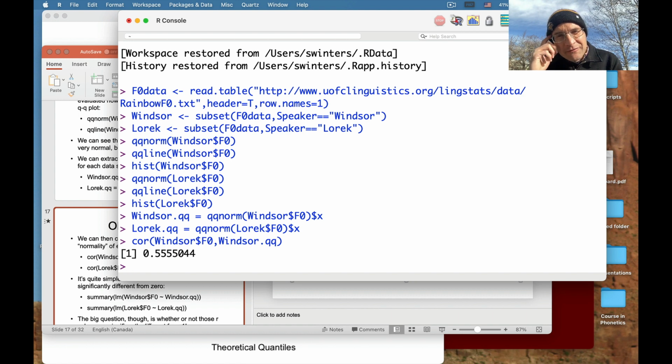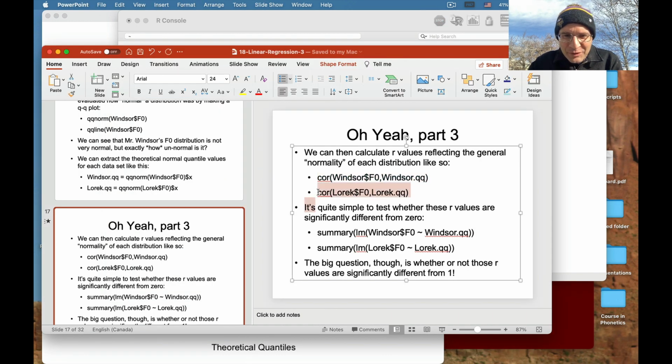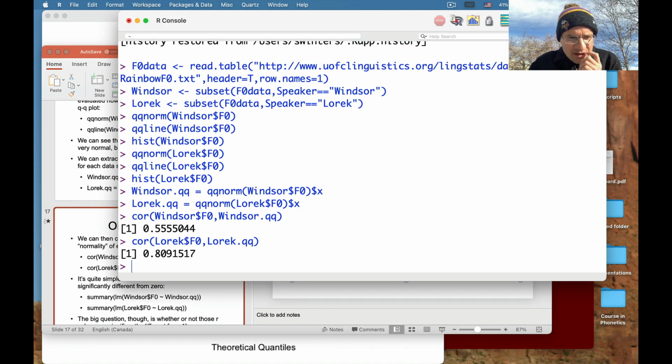And ideally, if it's a perfectly normal distribution, we should get a value of 1 for this correlation. So in Mr. Windsor's case, it's 0.555, so on and so forth, like a Hollywood phone number. But that's not 1. The question is, how far away from 1 is that really? We can compare it to Zaskia's, and we get a higher R value there. It's 0.80 something. So it's closer to 1, but it's definitely not exactly 1. Is it far enough away from 1 to say that it's not normal? That's kind of the question we're operating with here.